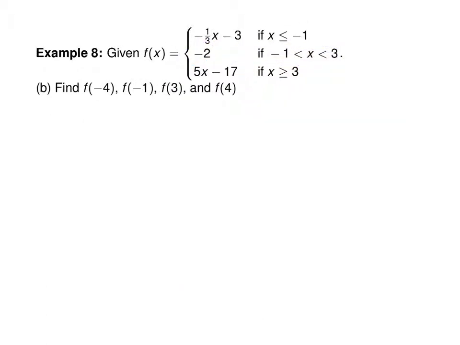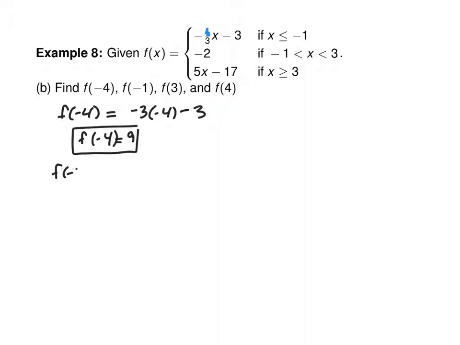So given that information, assuming that that was actually -3 and not 1/3, what is f of -4? Which part of the function would you plug -4 into? First, second, or third? First. So that would be -3 times -4 minus 3, which is 12. f of -4 will equal 9. f of -1, which part does -1 get plugged into? First. So that'd be 3 minus 3, or 0, right?